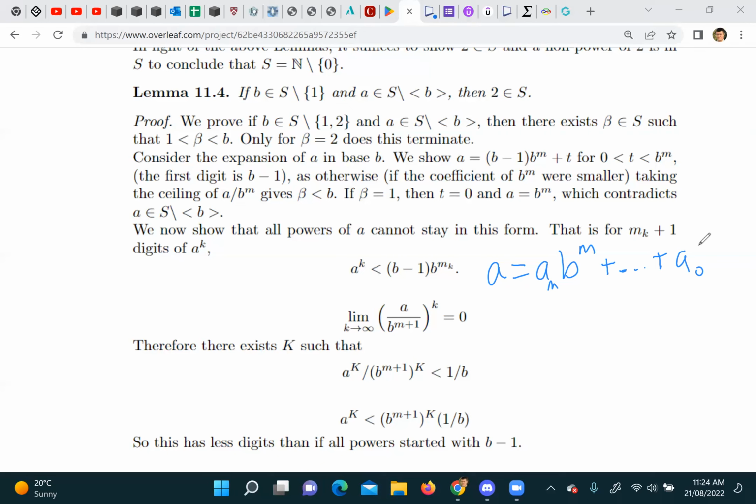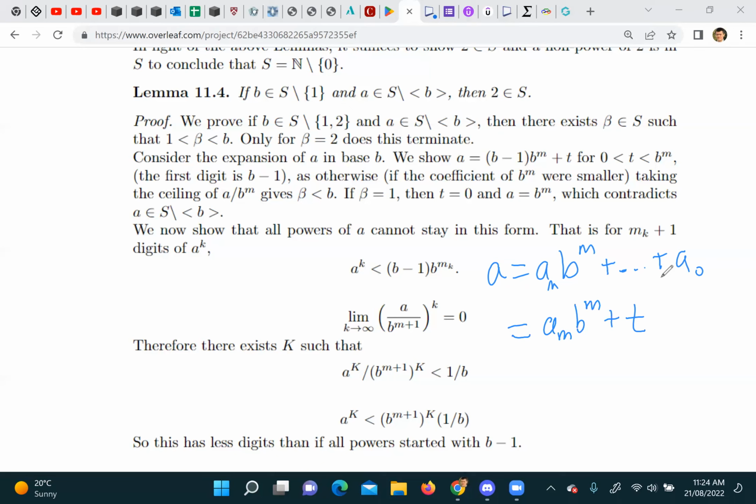And if t was 0, like, you know what I mean when I write t? I guess I'm writing this as a_m b^m plus t, right? So if you want to divide by b to the m, or b to the m plus 1, one of those. Oh, I see what happens. Shift. Yeah. Okay, this makes sense.